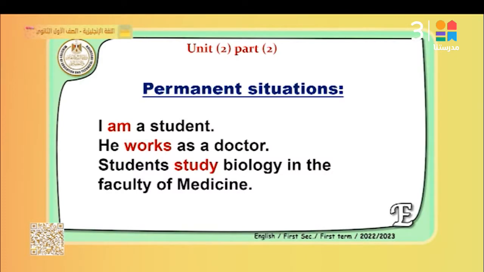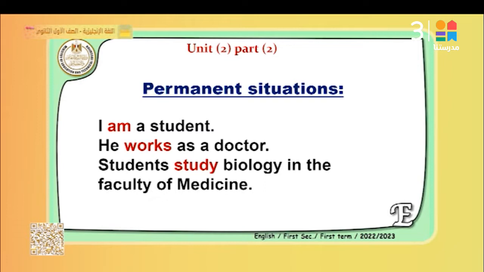The second thing is permanent situations. What are permanent situations? Like I'm a student, he works as a doctor, students study biology in the Faculty of Medicine. These things don't change. I am a student means that I am in the stage of studying. In this stage of my life, I am a student, so I study at school or at university. It's a fact that I'm a student. He works as a doctor. It means that it's something which doesn't change. He will not change his job. He's a doctor.